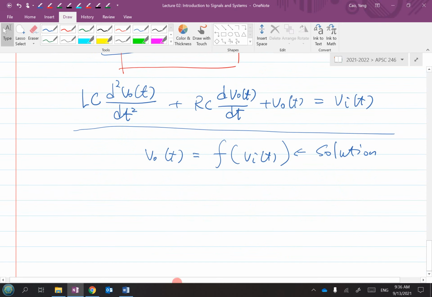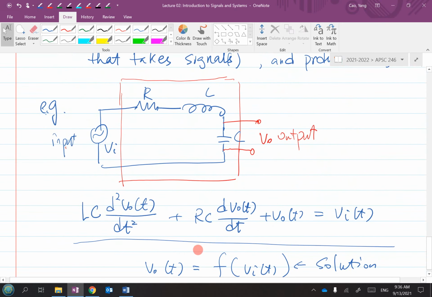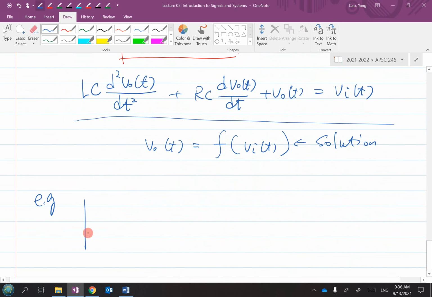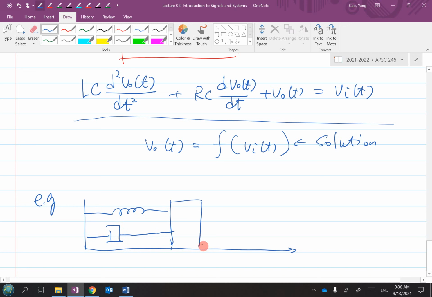You can certainly have another system here, so let's take a look at one more system. Let's call it a mass damper system. This is very commonly seen in mechanical or civil engineering. This is called a mass damper system.